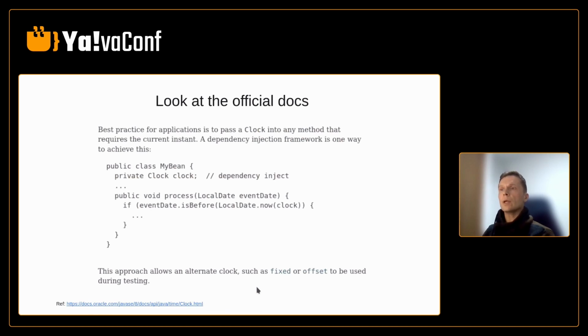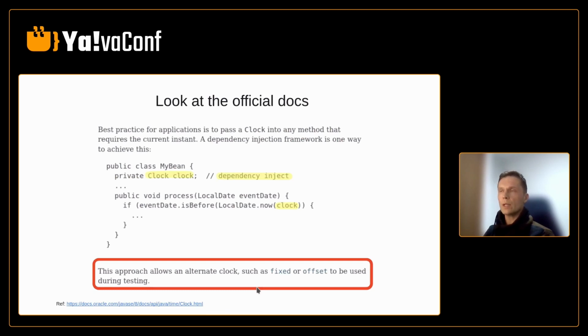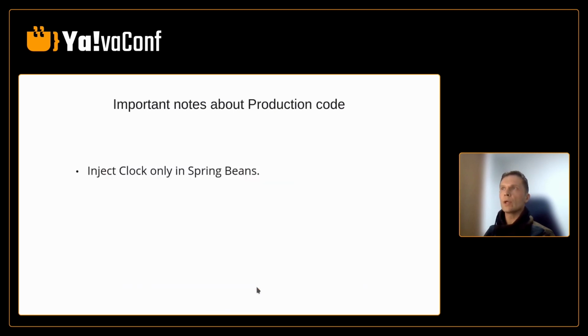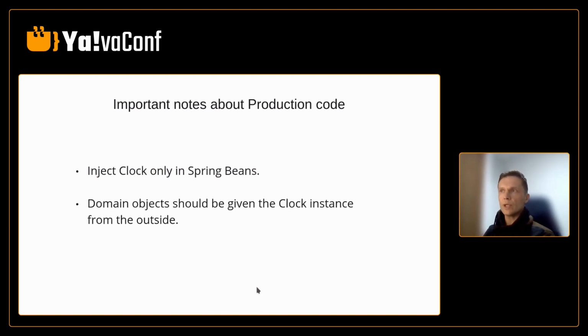And by the way, there is official documentation from Oracle. I usually don't use it too much. However, in this case, I really like this piece. They say that this is the way you should create dates and how you should use clocks in your application. You should just inject it somewhere, and then you use it somewhere else. That's it. This is official documentation, it should be a little bit more known. So the last notes about production code: we inject clock only in Spring Beans, and domain objects should be given the clock instance from outside.